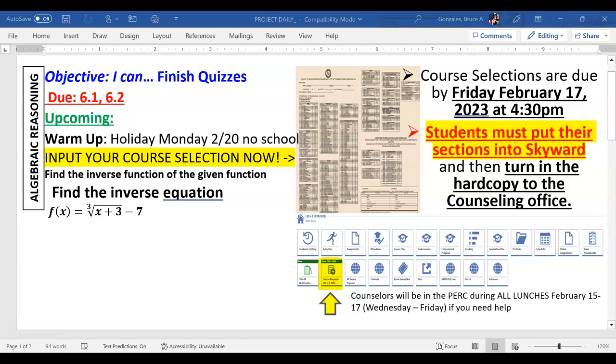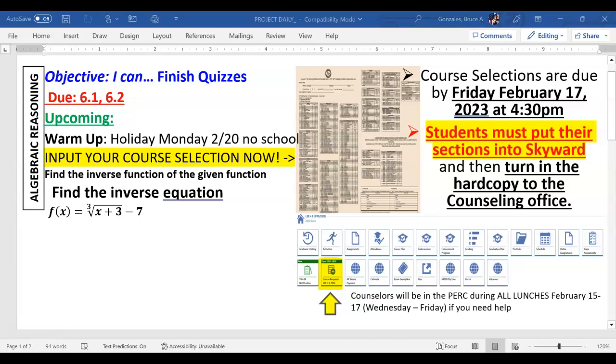There is no school on Monday, right? 3-day weekend. And then make sure you've done your course selection. If you have not picked your courses, make sure you turn this into your counselor and you go to Skyward here and you pick your courses. If you don't know what to pick, you can go to the perk at lunch tomorrow and get some help from a counselor, okay?